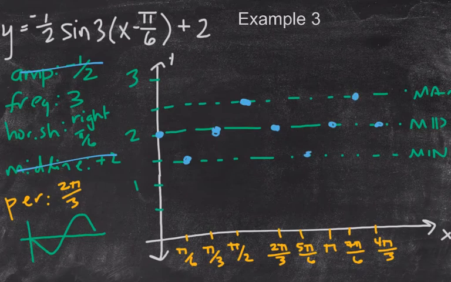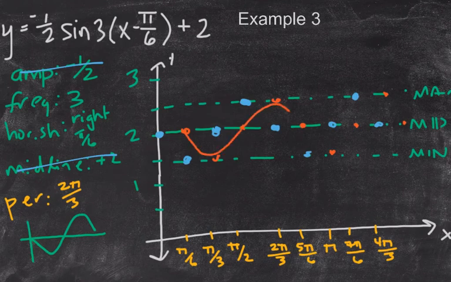And now I need to shift to the right by pi over 6. So I will switch to red dots. This one goes here. So I'm just shifting all of my red dots over by pi over 6. And now I can connect the dots. Alright, and there's my curve.